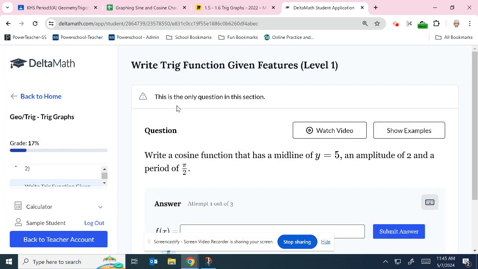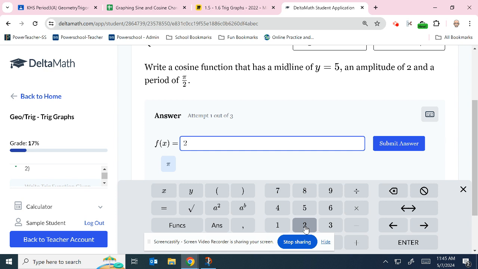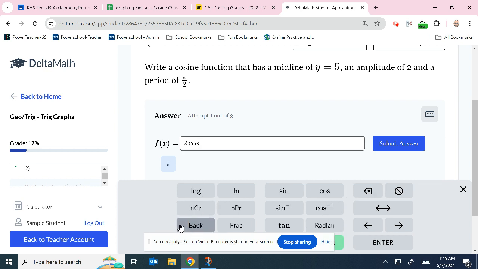Trig functions given the features. So if they're giving you a midline and they're giving you an amplitude and they're giving you a period, you can just plug it all right in. It always starts with f of x, which they gave you, or y. You can put y equals, but they put f of x. So we know that our amplitude is 2, and it's a cosine graph. Okay, so I know that I'm going to put 2, and then I'm going to put cosine. And you can type COS, or you can actually find cosine under functions too.